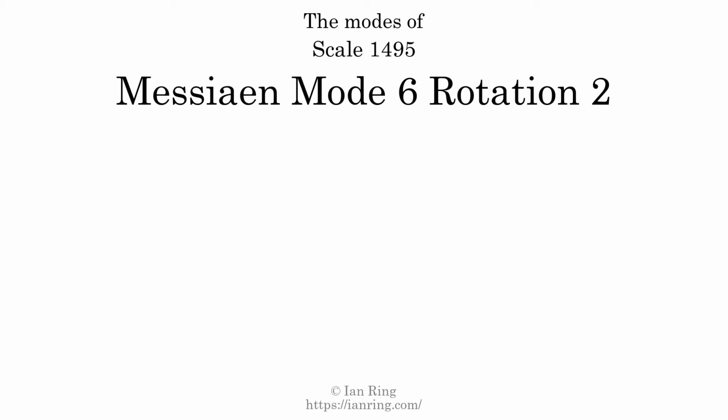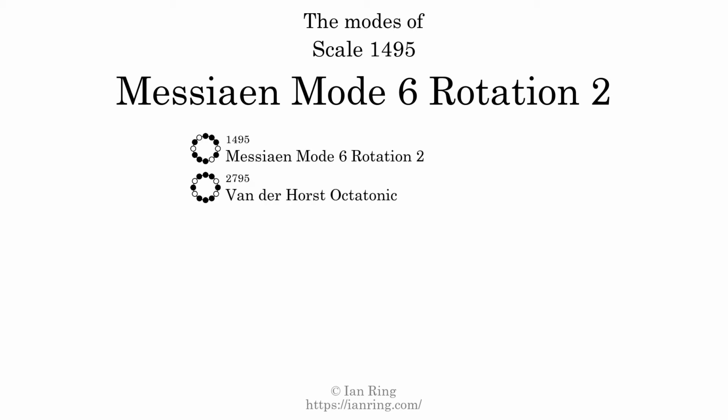This scale has 4 modes. The first mode is itself. The second mode is scale 2795, also known as Van der Horst octatonic. It sounds like this.